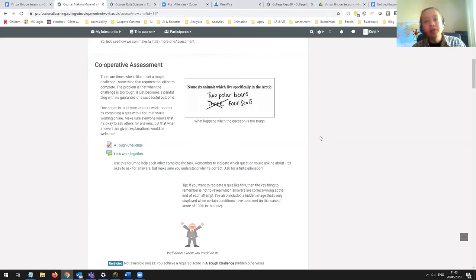But one of the things I've had really good success with forums in the past is making a completely tough assessment for my students. Unbelievably hard assessment. Not unbelievably, like possible, but it certainly takes a bit of work. And I want to get my students to work together in order to get 100%. So this is in Moodle, but it will work in pretty much any environment that you have. So what I do is I write a quiz.